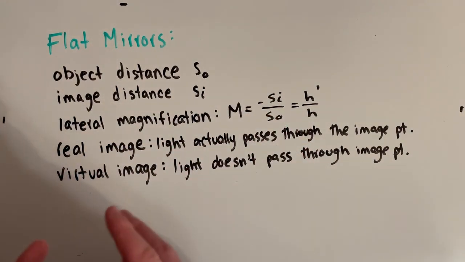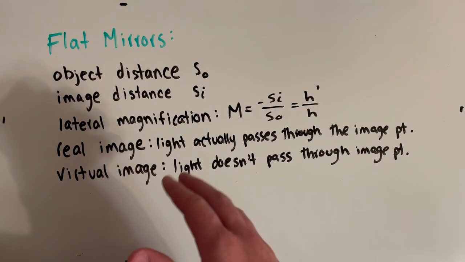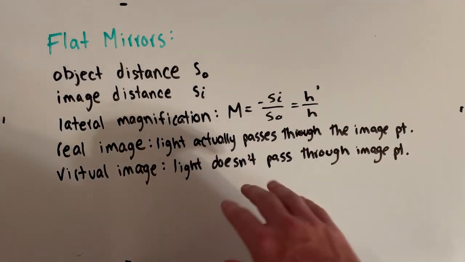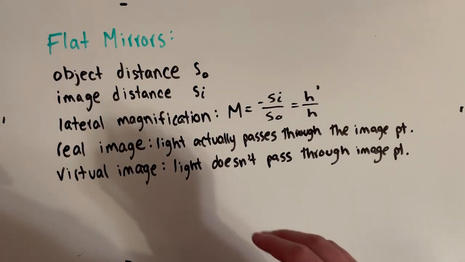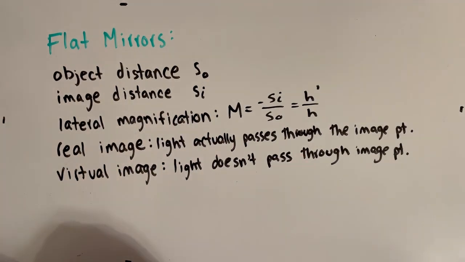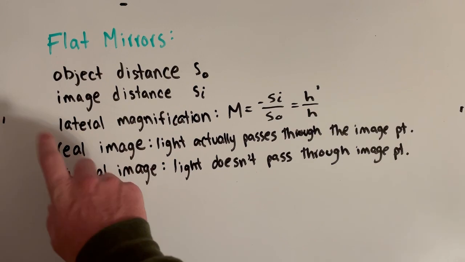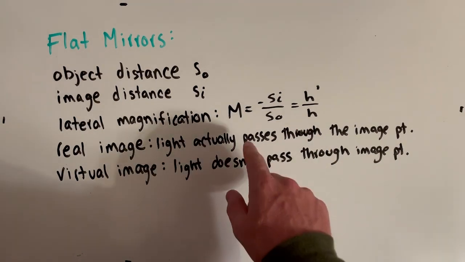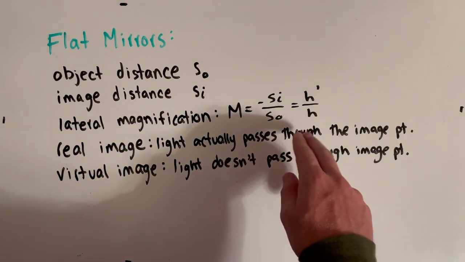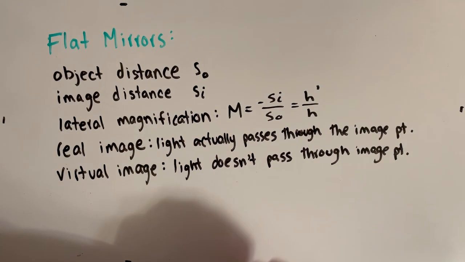The distance the image, which it appeared at, is from the mirror. One thing to keep in mind about images is that they are formed at the point where rays actually intersect or appear to originate. Moving on, our next thing is lateral magnification. This is going to stand for M for our magnification, and it's going to equal this formula right here. It's going to equal negative SI over SO, and this also equals H prime over H.